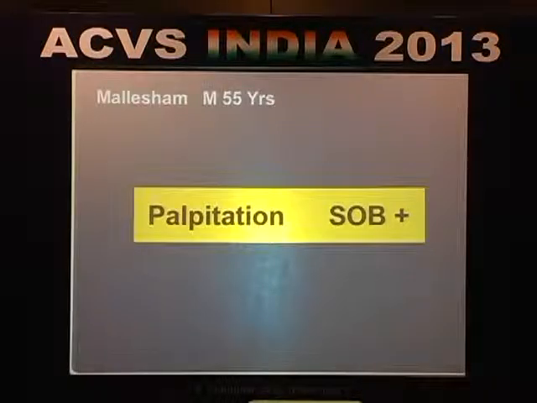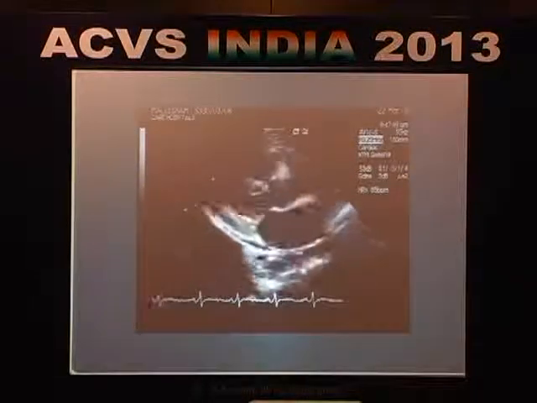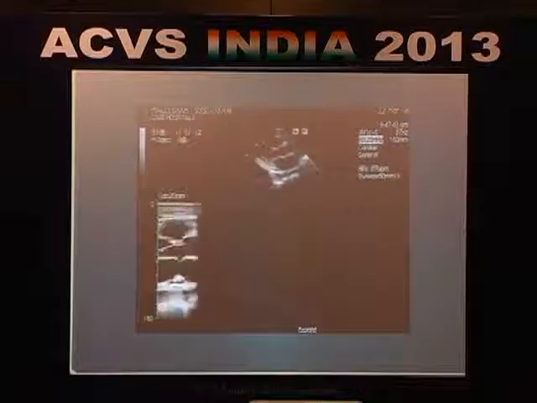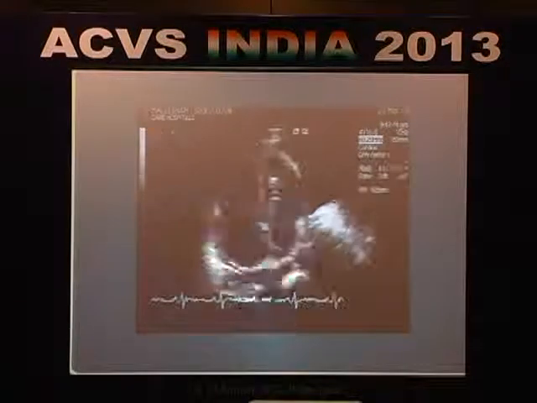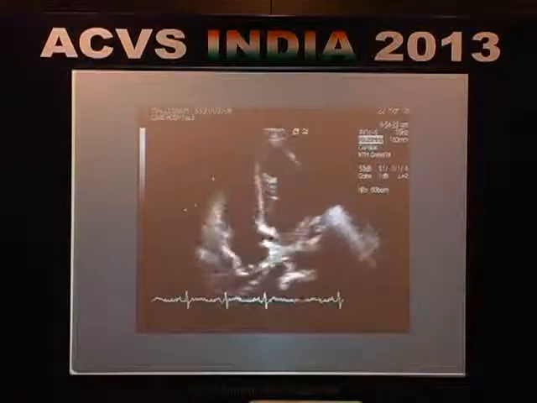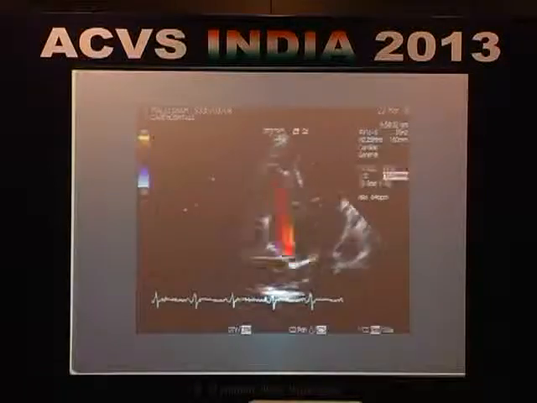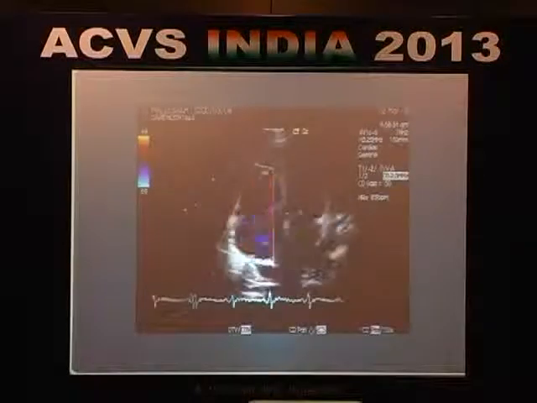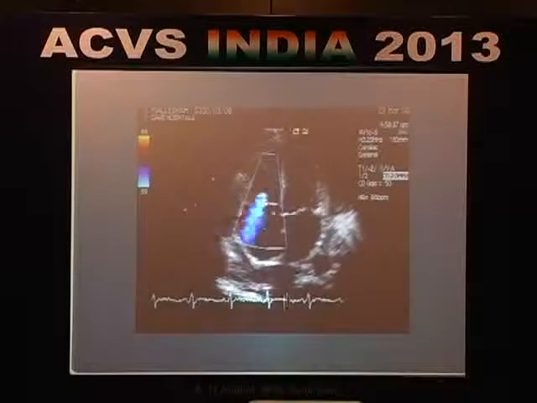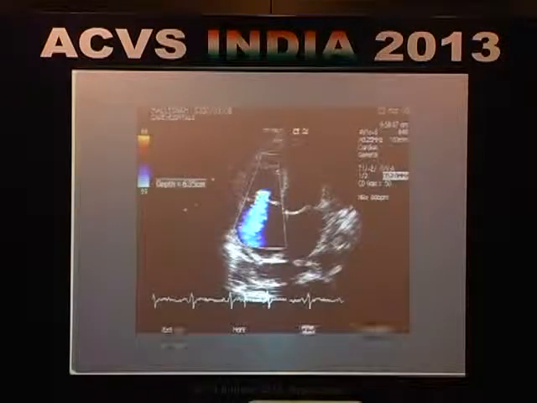A 55 years male who came with palpitation and shortness of breath to us. Look at the echocardiography. This is a patient with thyrotoxicosis who came to us, and he had a murmur over the left lower parasternal border. And then on echocardiography, we found a significant tricuspid regurgitation. This is a tricuspid regurgitation. Right ventricle, right atrium, more than 3+ tricuspid regurgitation.